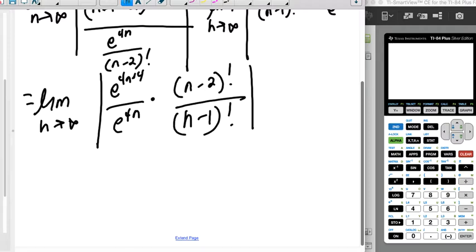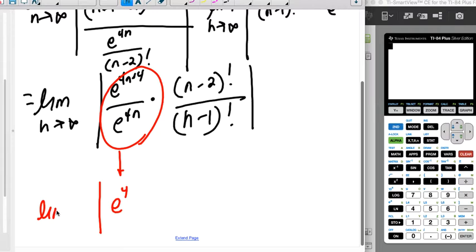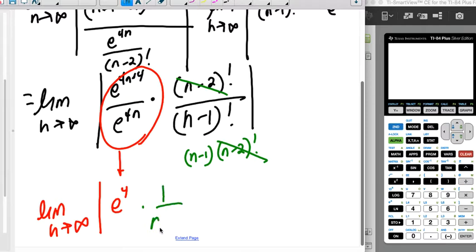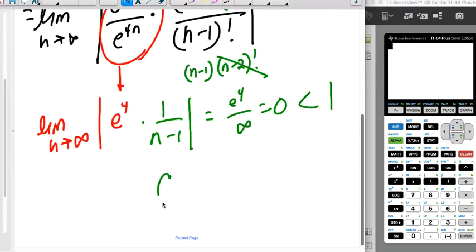So let's clean them up. These guys together end up just being e to the fourth, right? Because it's 4n plus 4 minus 4n. So this is going to be e to the fourth. And then this guy, right? n minus 1 is the larger number, right? Because n minus 1 factorial is n minus 1 times n minus 2 factorial. So these guys cancel, and I end up with 1 over n minus 1. So I end up with e to the fourth over something infinitely large, which is a 0, right? So that is less than 1, and this thing yet again converges.